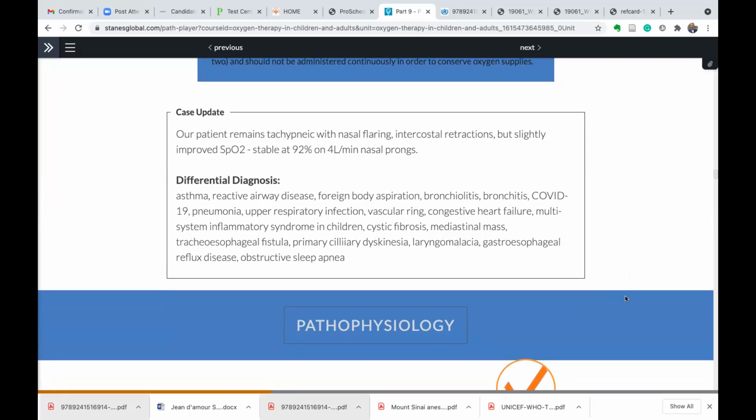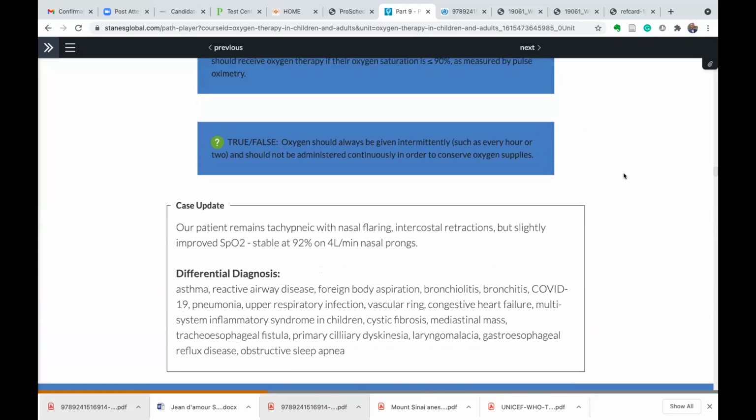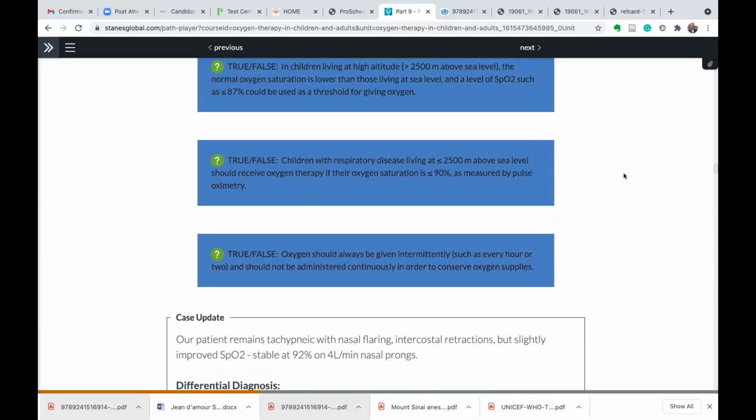Okay, let's see what happens with our patient now. Our patient remained tachypneic with nasal flaring and intercostal retraction, but slightly improved, with SpO2 at 92% on 4 liters by nasal cannula. So you have many differential diagnoses. Probably I will ask you for the differential diagnosis. So what are your top 3 differential diagnoses for this patient? You can put that in the chat.